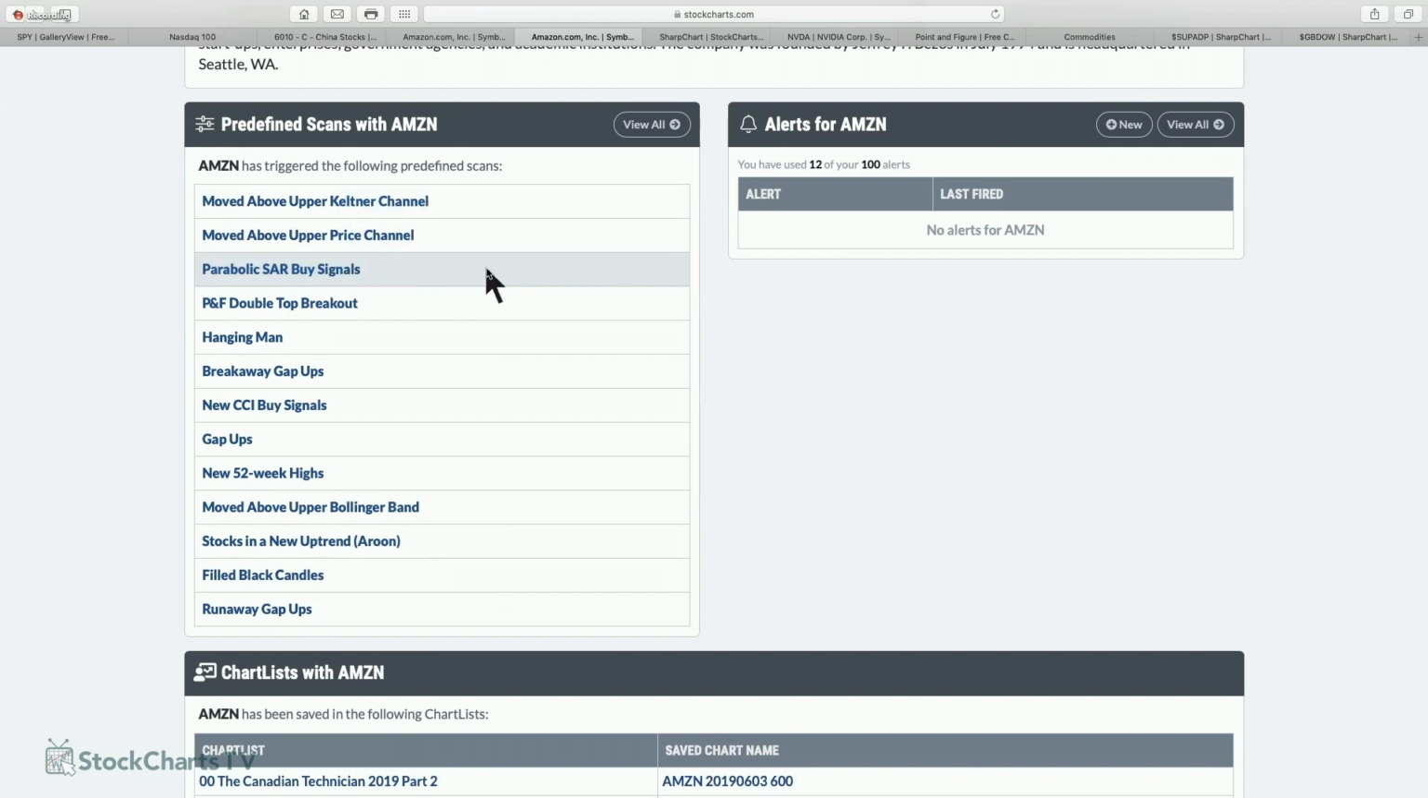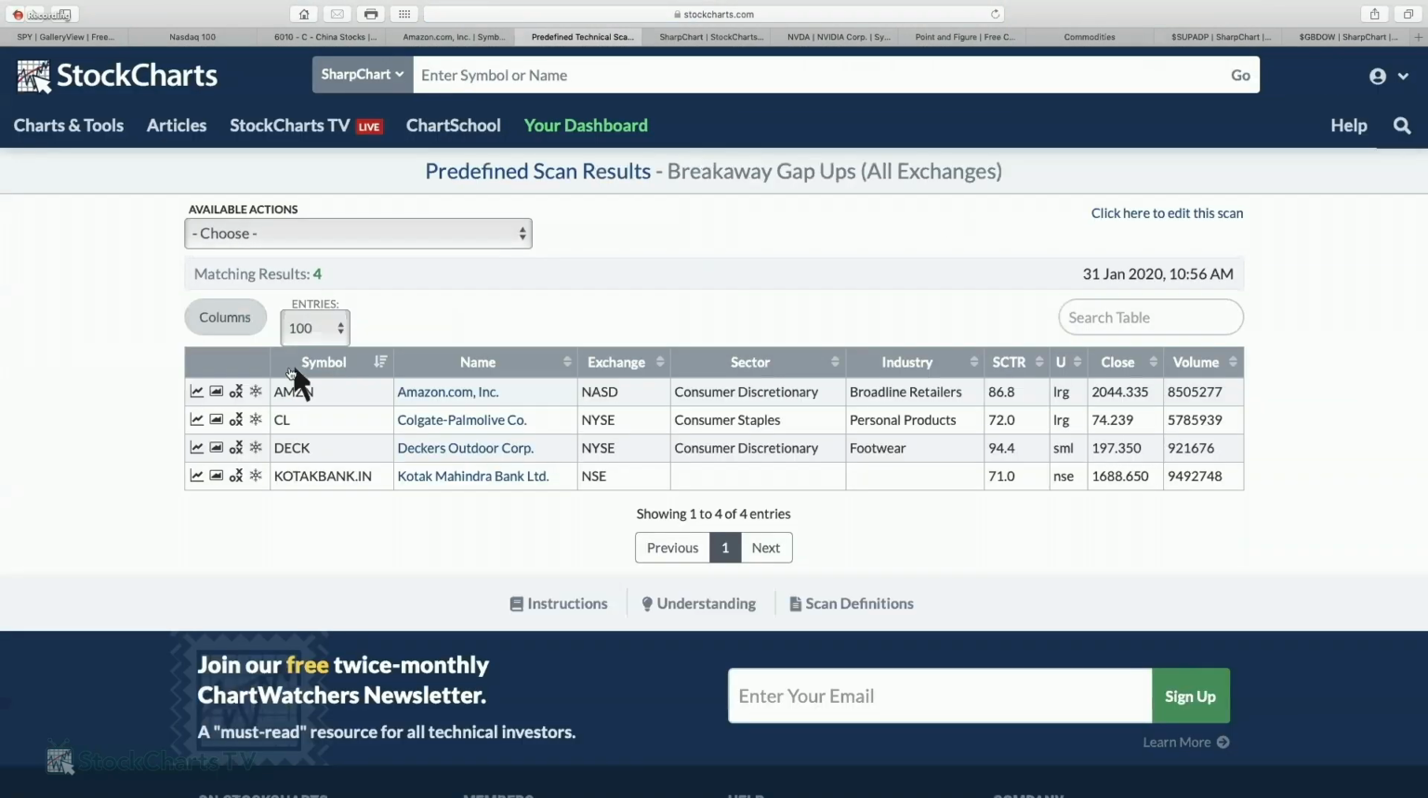And then if we went and looked at Facebook, it would have the opposite, right? So these predefined scans just give you different signals that you can watch for. And then when you click on this list, it'll also tell you all of the other stocks that had that same sort of thing today. So here's breakaway gap ups, and you've got four of them.